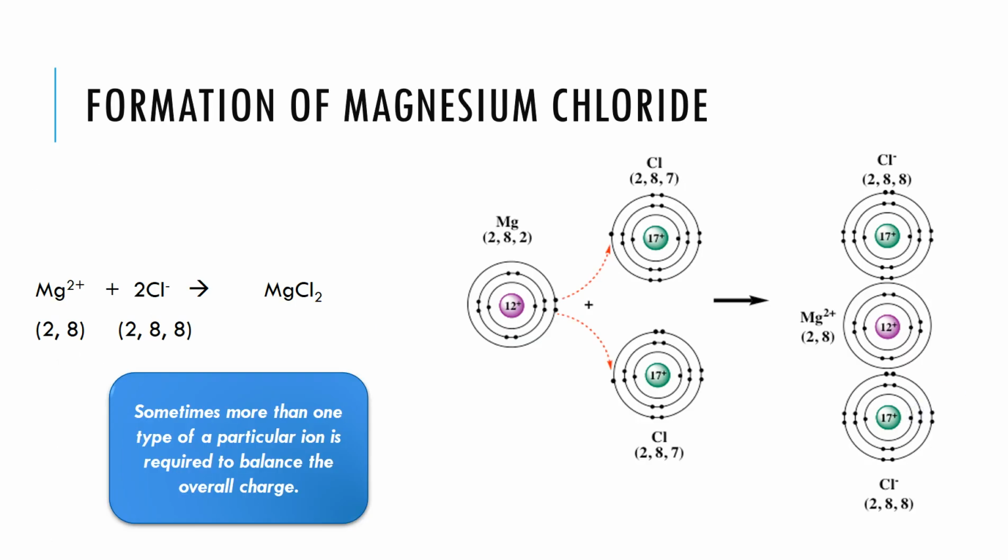Okay, just another example, magnesium chloride. Sometimes we need more than one anion to balance out the charge. So magnesium has 2 to donate, so it gives 1 to one chlorine, 1 to the other chlorine, forming MgCl2. Okay, so remember, you need to be able to draw these diagrams as well.